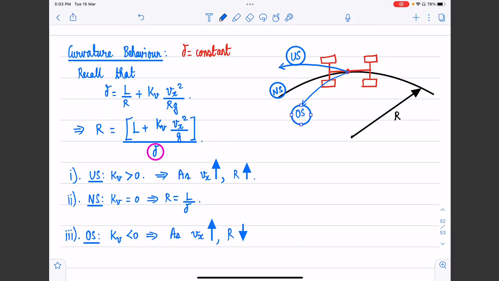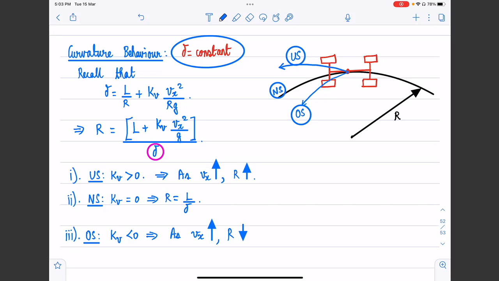Please note in all these cases, the steering angle delta is kept constant. That's something which is very important. So we keep the same steering angle, and suppose we have a path of radius r, which is L by delta. We have an understeer vehicle and the speed increases. As speed keeps on increasing, the radius of turn increases, right? And the vehicle seems to be going out of the turn.